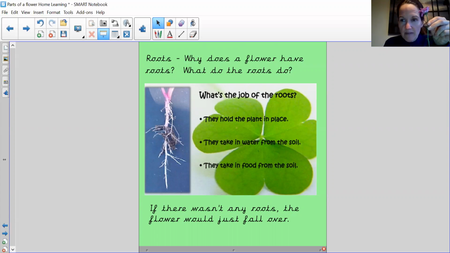So we've got our flower, it's in the soil. The roots then suck up the water, but then the water gets to the stem, and the stem continues to suck up the water, to suck up all the food that the roots have brought in from the soil. And also, if it didn't have roots, then if I just had this flower on my hand, it would just fall over. So the roots get a hold into the soil, and that makes it strong. If you can see from our photo, those are all the roots that are stuck really deep into the soil to help it from falling over.